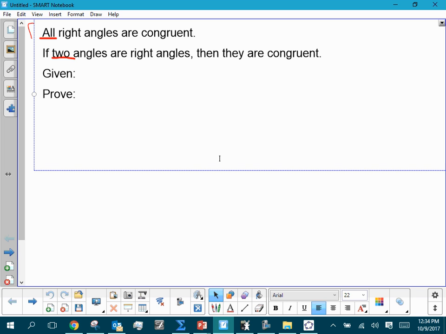my given is the if part. So I'm going to write two angles are right angles. My prove then is what's left over. It's the then part. It's the conclusion. So they are congruent. Okay.